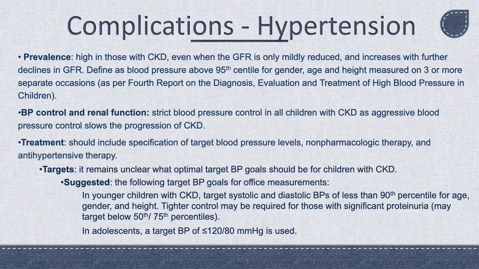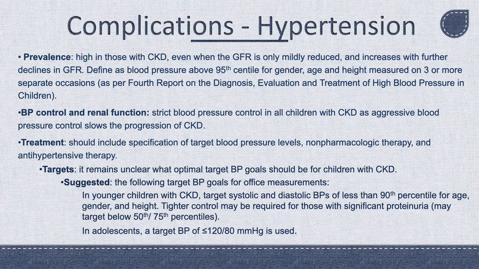In terms of further complications, hypertension is an incredibly common complication, one that we see a lot in our patients. It is high in patients with CKD even when the GFR is only mildly reduced, and it increases with further declines in the GFR. It is defined as a blood pressure above the 90th percentile for gender, age, and height measured on 3 or more separate occasions. Strict blood pressure control in all children with CKD is required as it slows the progression of CKD.